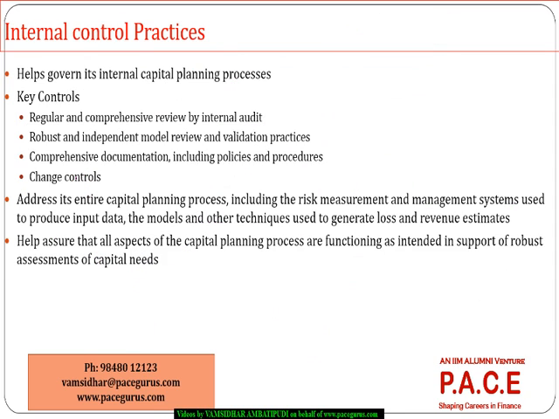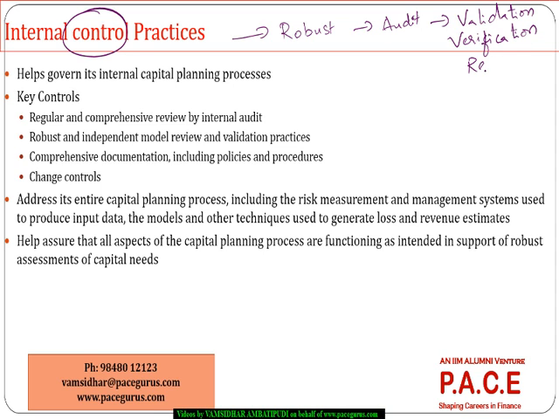Then comes different kinds of good practices associated with the internal controls. We have already said, as a part of the 7 principles, the internal controls should be very robust. There should be a good mechanism with respect to audit, with respect to monitoring, with respect to validation, with respect to verification, with respect to reviews. So there are so many important things that go as a part of the internal control.